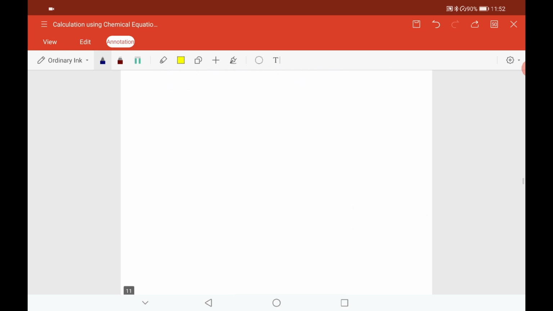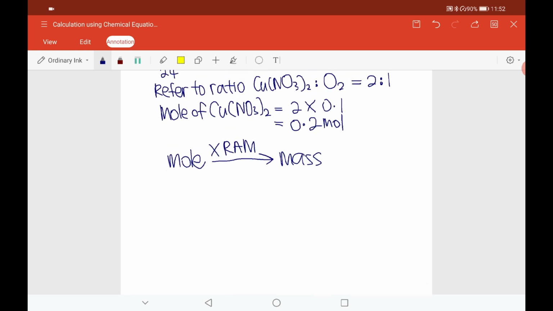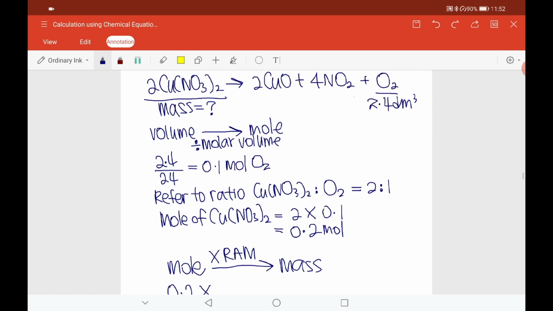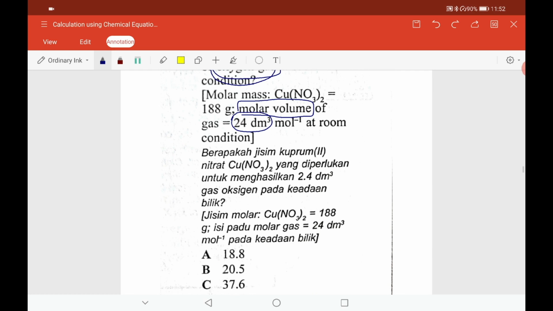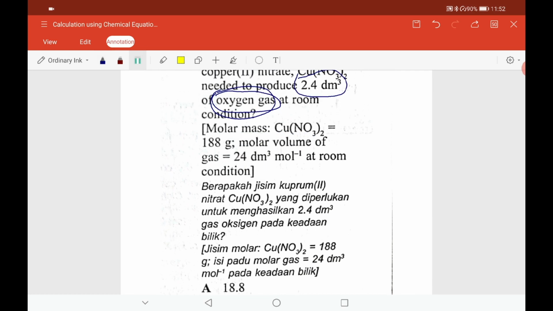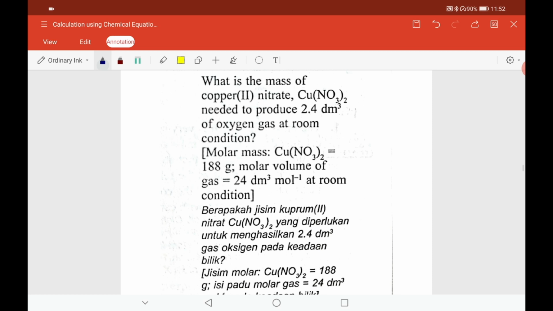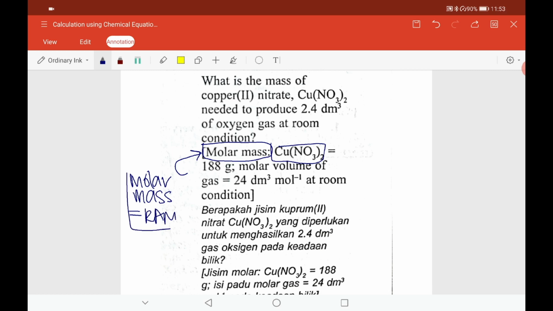Okay, so let's do this. Our mole for the copper nitrate is 0.2. So we need to multiply with the RAM. So we need to find the RAM for the copper nitrate. In this question, they give us already. You can see, for the copper nitrate, they give you molar mass. For some students, they don't know: molar mass is exactly the same as RAM. In chemistry, molar mass is the same as RAM.